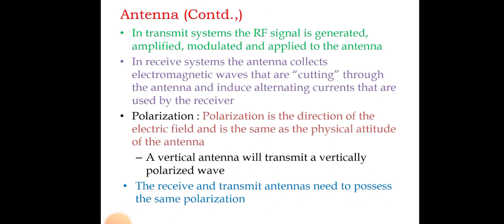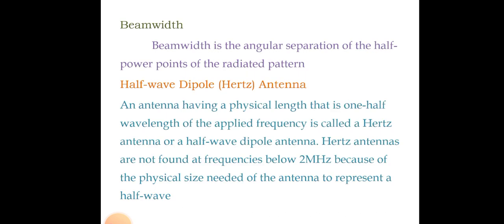In an antenna, there is one main phenomenon used, that is polarization. What is polarization? Polarization is the direction of the electric field and is the same as the physical attitude of the antenna. There are two types of antenna, vertical antenna and horizontal antenna. A vertical antenna will transmit a vertically polarized wave. The receive and transmit antennas need to possess the same polarization.